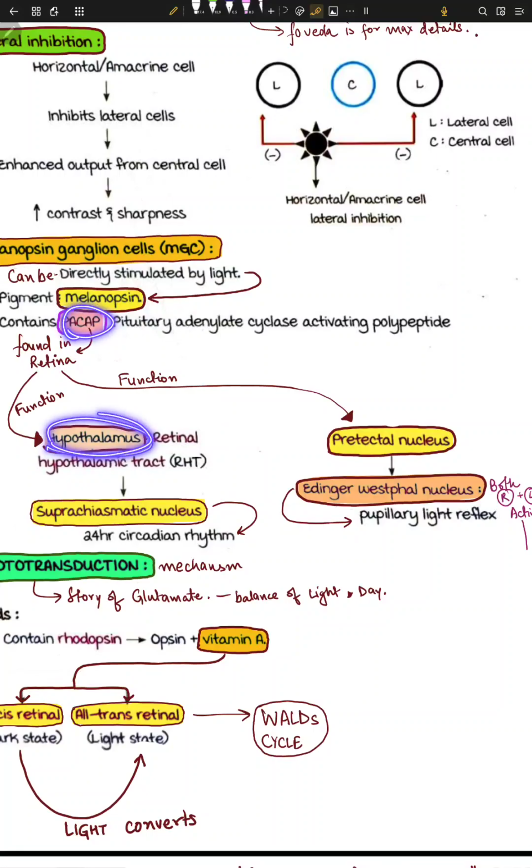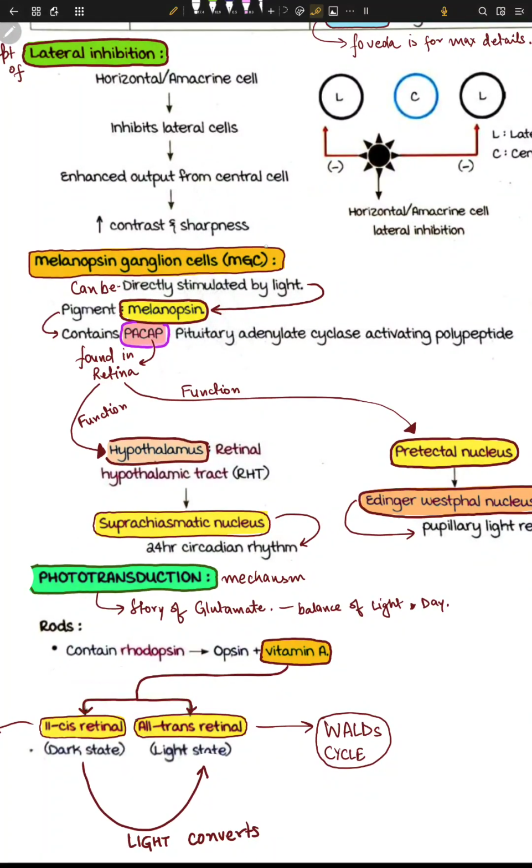PACAP in hypothalamus maintains something called circadian rhythm, right? Whenever sunlight goes inside your eye, it goes through these cells, melanopsin cells, and through this whole pathway, sunlight reaches this PACAP, okay, and this PACAP is actually via this tract called retinal hypothalamic tract, RHT tract.